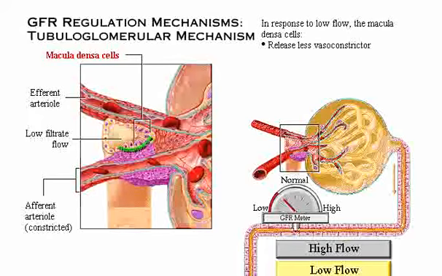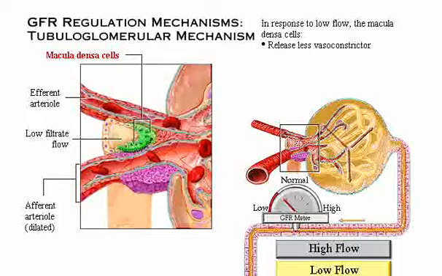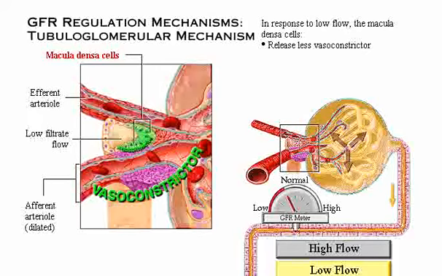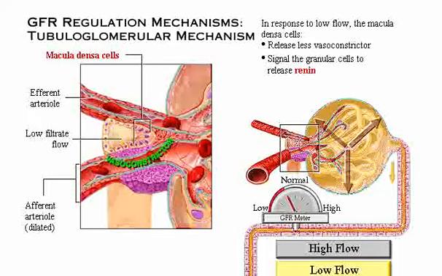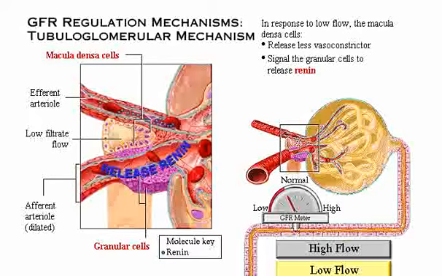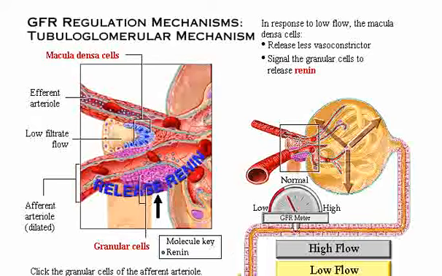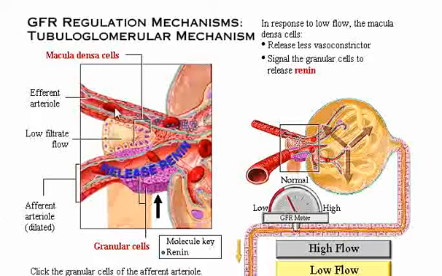Low pressure initiates two effects. One, the macula densa cells decrease secretion of the vasoconstrictor chemicals. This leads to dilation of the arteriole and so increases blood flow, glomerular hydrostatic pressure, and the GFR. And two, the macula densa cells signal the granular cells of the afferent and efferent arterioles to release renin into the bloodstream. Now click the granular cells of the afferent arteriole to see the effect of renin on the regulation of the GFR.